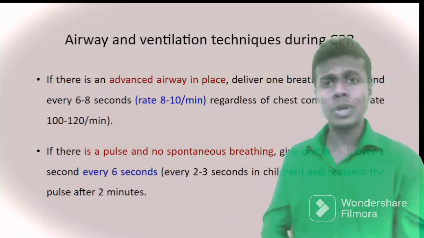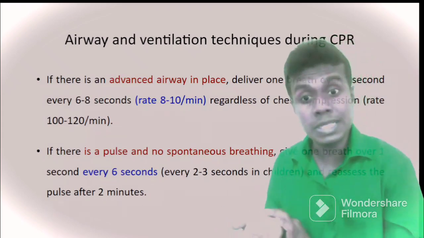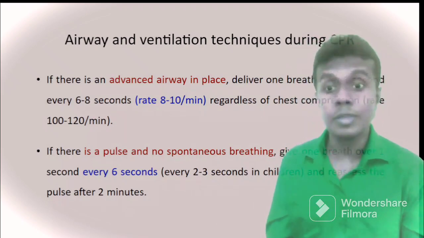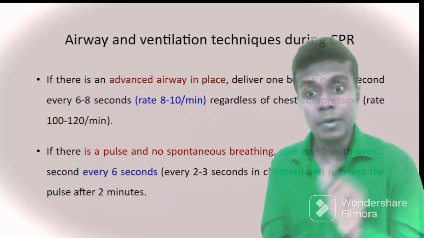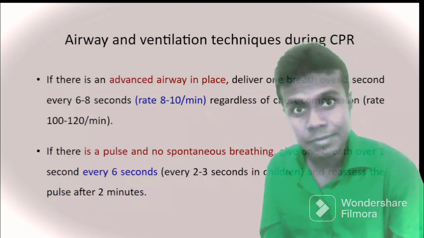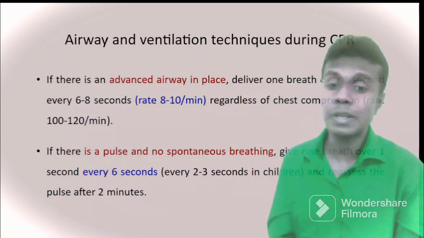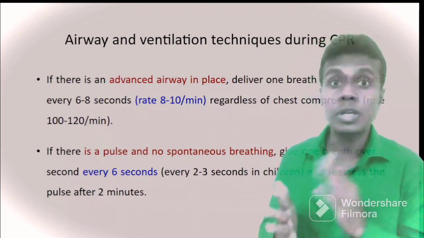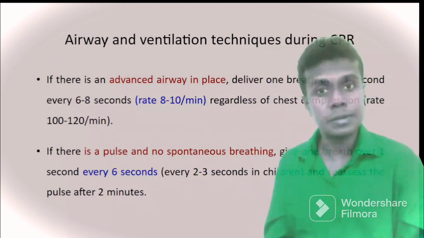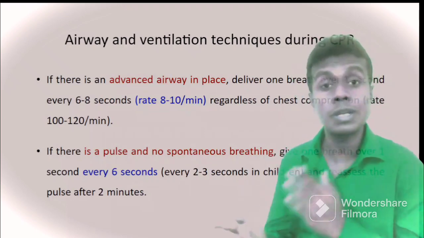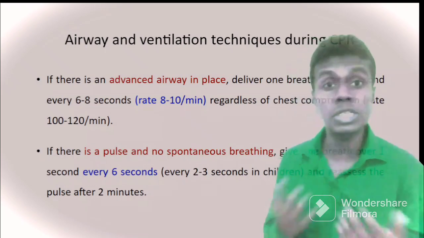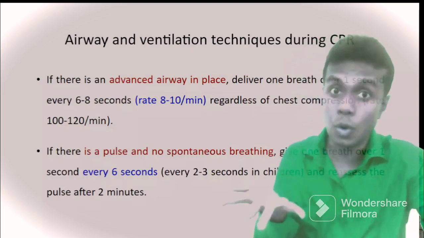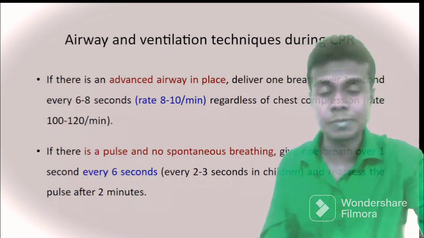Your patient somehow gained circulation, a pulse is there, but no respiration. Then what are you going to do? Then you have to give a breath once every 6 seconds. 1 in every 6 seconds. That means again 10 per minute. You have to manually ventilate. You do not need to give chest compressions because your patient is now gaining circulation but still not getting respiration. In that case, you have to give respiration, with no need to give chest compressions.